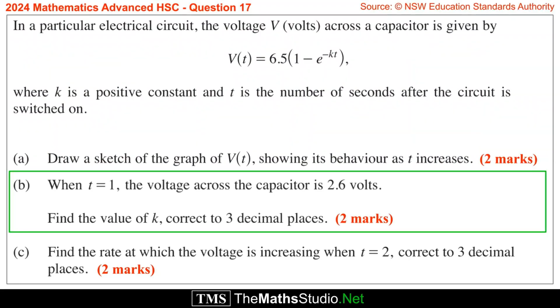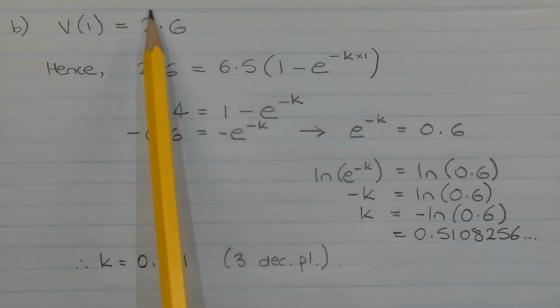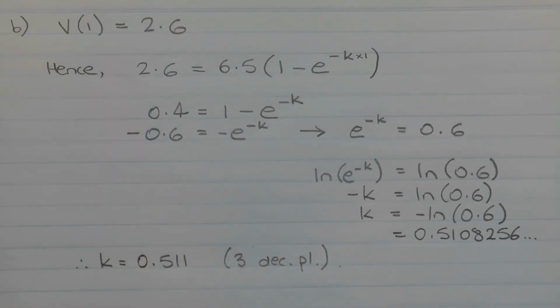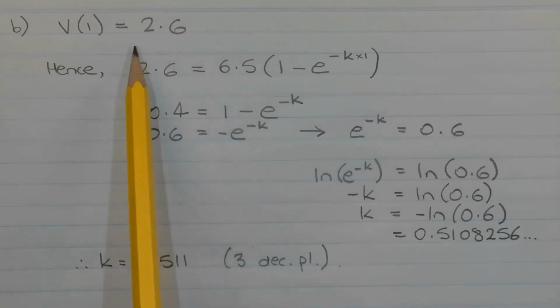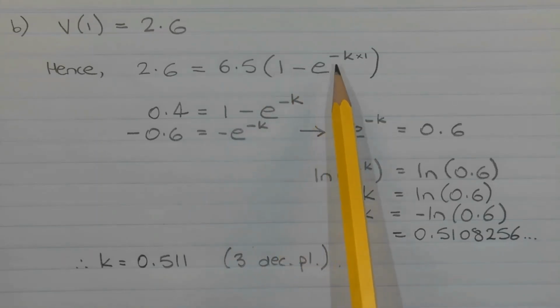Part B. When t equals 1, the voltage across the capacitor is 2.6 volts. Find the value of k, correct to 3 decimal places. We are given that V of 1 is equal to 2.6. In other words, when t equals 1, the voltage across the capacitor is 2.6 volts. Hence, we can form the equation 2.6 is equal to 6.5 times 1 minus e to the power of negative k times 1 in brackets.